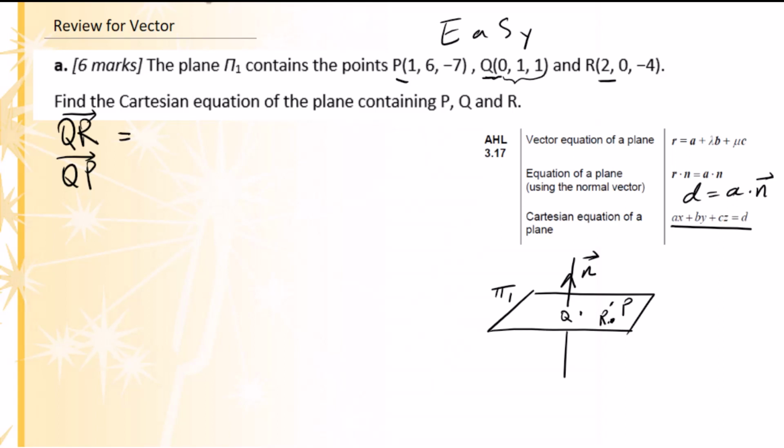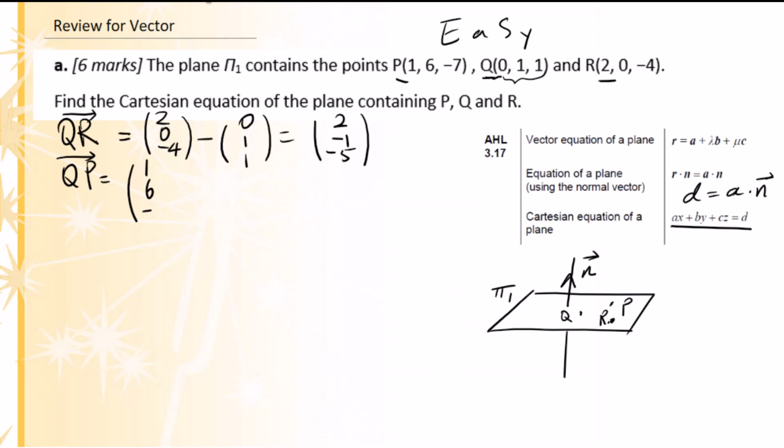R is the ending point, (2, 0, -4) minus (0, 1, 1), equals (2, -1, -5). For QP, (1, 6, -7) minus (0, 1, 1), equals (1, 5, -8).